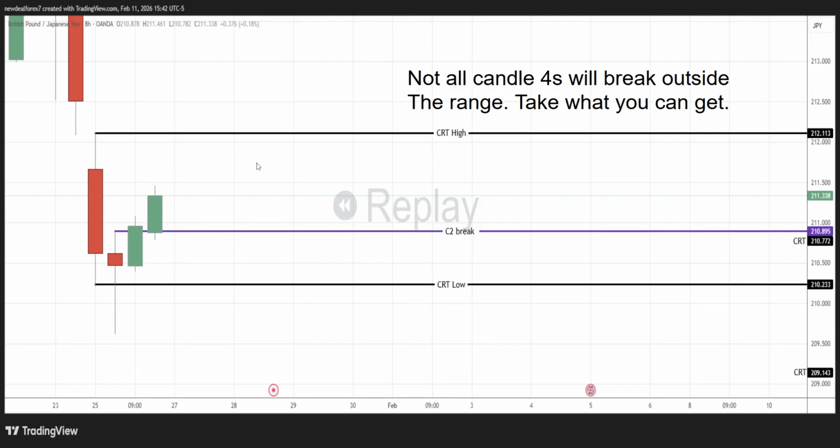Here's another thing that we have to keep in mind. Not all candle 4s are going to break outside the range, especially if it's a sizable range. So notice here we have candle 1, 2, and 3. Okay, candle 3 closed above candle 2's high. So we can keep our long bias and try to look for continuation here. And then this blue line right here is just the high of candle 2. I do like to mark that just to make sure I'm on the right track. And then this is the trading candle right here.